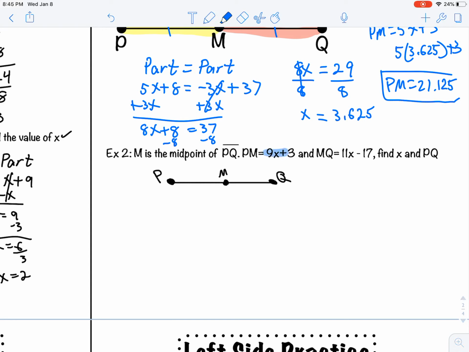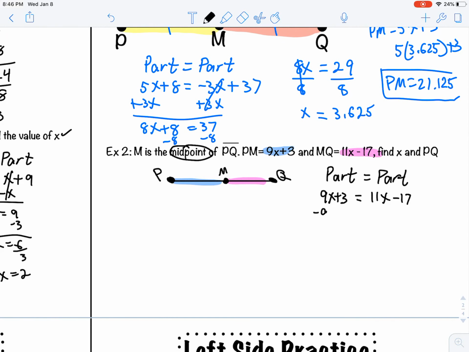And I know that PM and MQ are on here. And since those are my two parts, I know that part equals part, because of my keyword over here, midpoint. And I'm going to take my two parts and plug them into my formula over here. So 9x plus 3 is equal to 11x minus 17.